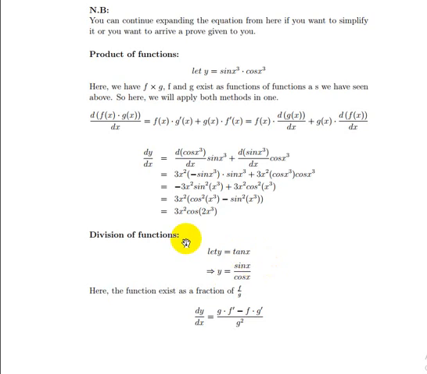Now we are going to use the formula for division in order to find this. So we say we take the function of the bottom, g, times the differential of the numerator, minus we take the function of the numerator times the differential of the denominator, all over the function of the denominator squared. So that's it here.